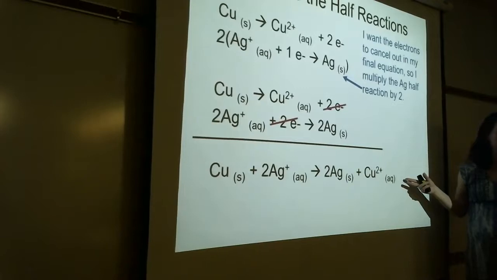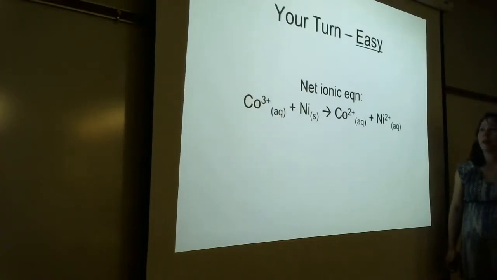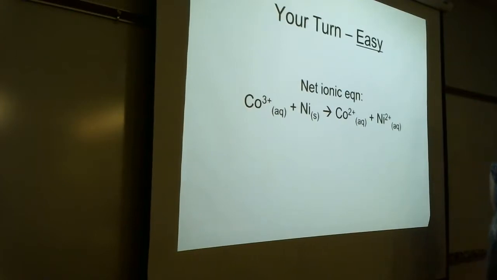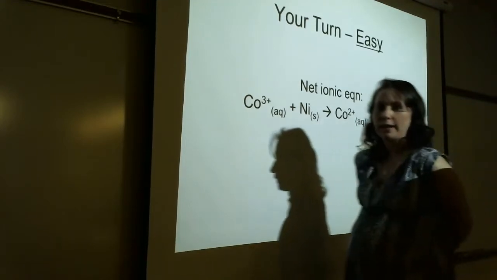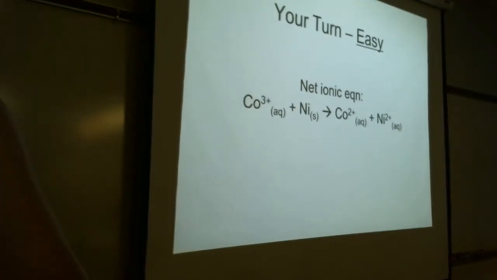You ready to try one for yourself? Ready to try one? Okay, here's the net ionic equation. Again, this is a real simple one. We're going to crawl before we run. Here's the net ionic equation: Co³⁺ and Ni metal producing Co²⁺ and Ni²⁺. So take a second and balance this one. I'll pause the recording.